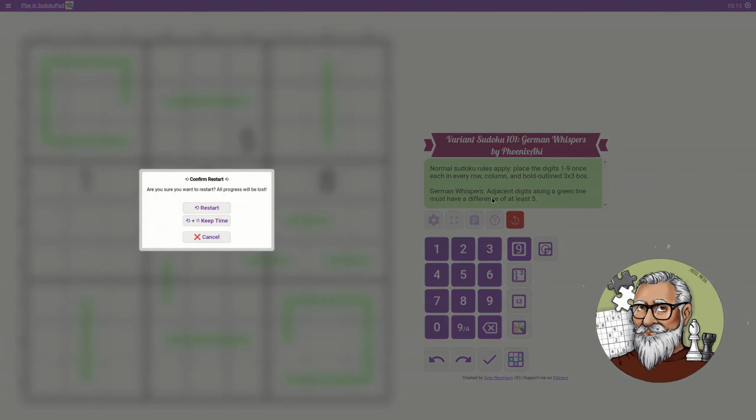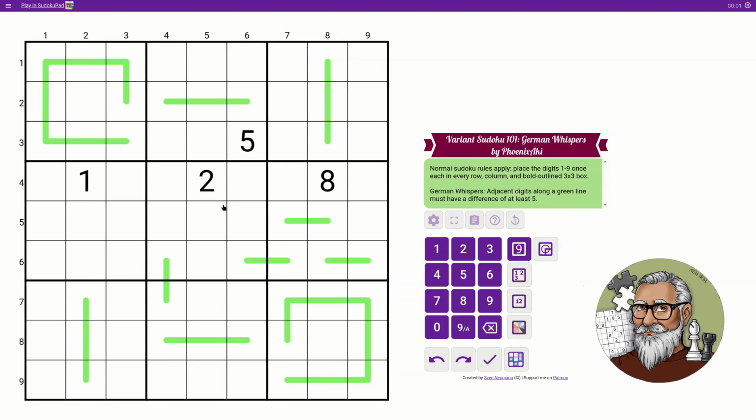Let's reset the time, take a sip of tea, and go through it. So in box 1 and box 9, the only cells without a German Whispers line going through them are the center cells. So these have to be 5 since we can't put 5 on the lines. Right, so we're off. We get 2 digits. And then we can color these.